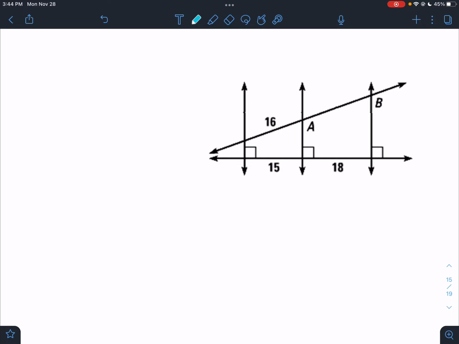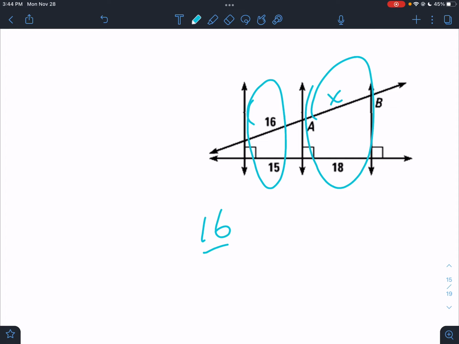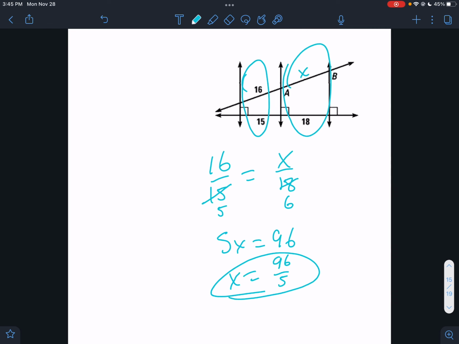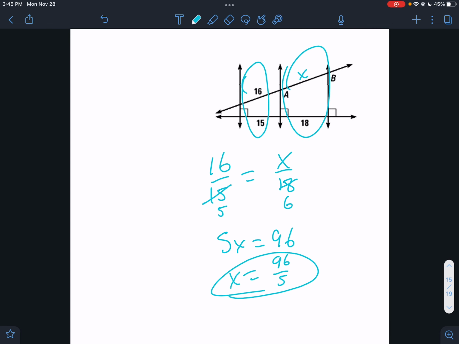Here's another parallel line situation. Call this x. Are these the spaces between parallel lines? 16 over 15 equals x over 18. Yuppers. Reduce horizontally. That would be 3 times 5 and 3 times 6. So 5x equals 60 plus 36. That'd be 96. So x would equal 96/5. There we go. That's all there is to it.